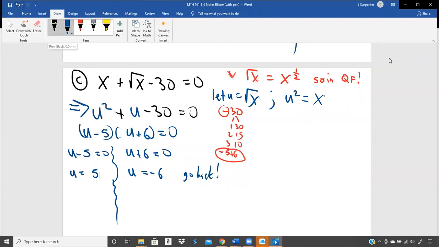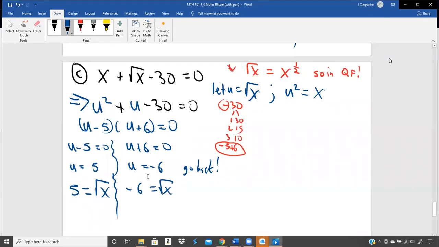We have to go back to our standard currency. So instead of writing u, we write 5 equals the square root of x and negative 6 equals the square root of x. So 5 equals the square root of x. Again, I've just plugged it in here. The u went there. And then negative 6 is equal to the square root of x.